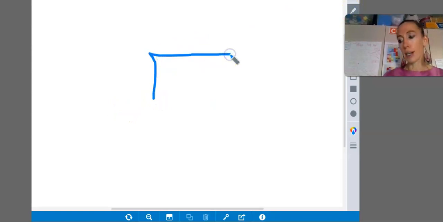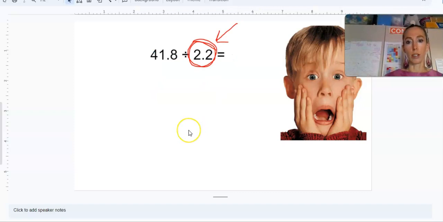You go ahead and set it up. What's going on the inside? What is going on the outside? What's our dividend? What's our divisor? Go ahead, set it up.